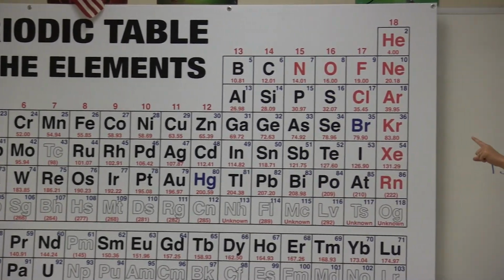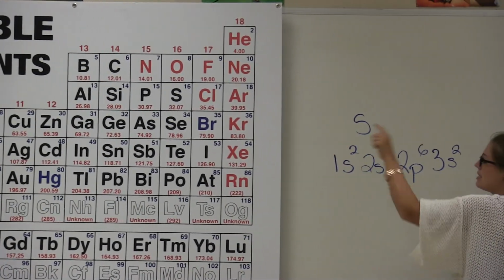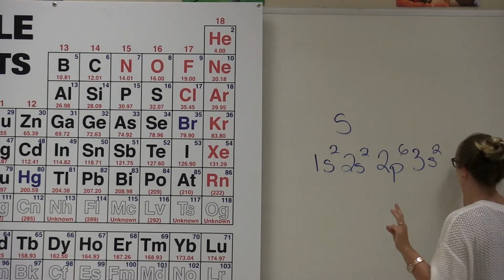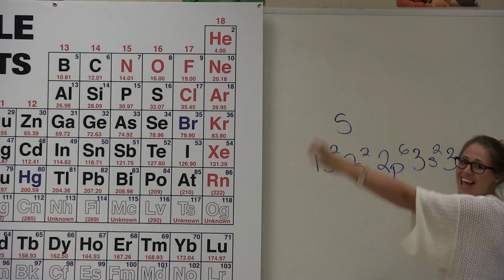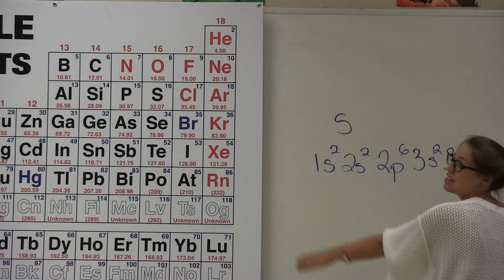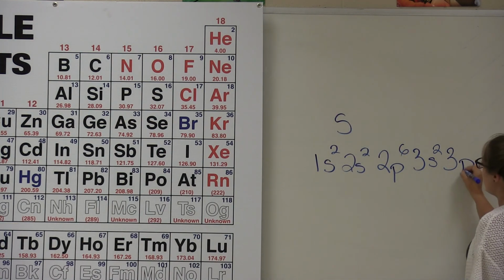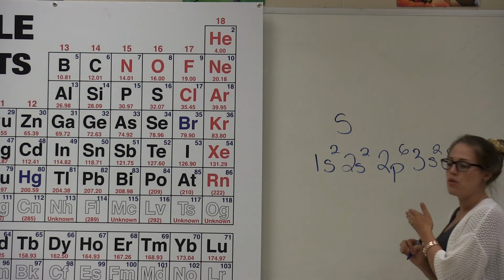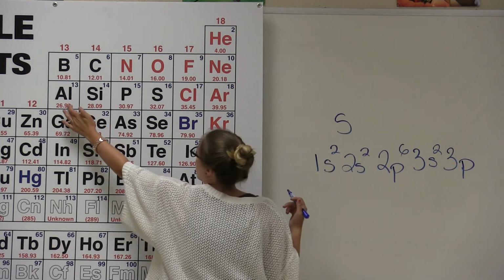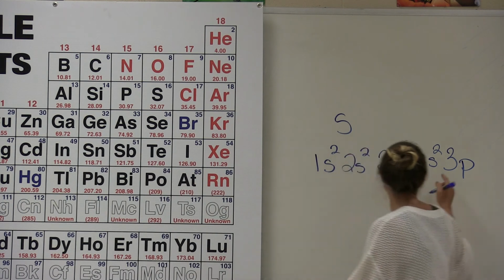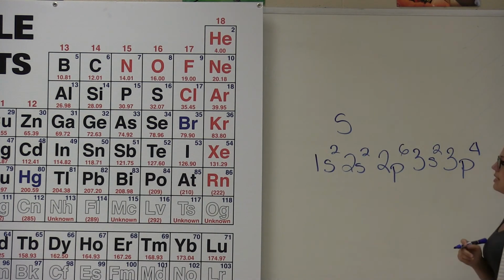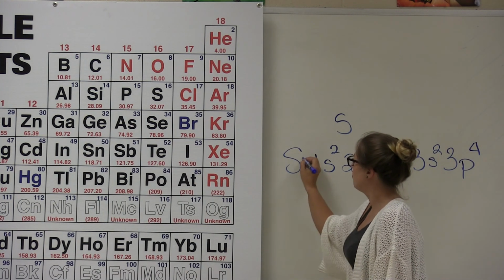Now we're going to come right over to aluminum. Aluminum is still in the 3rd energy level, but now we're no longer in the S sub-energy level. We are now in the P. So we're in the 3p, and we're going to count until we get to sulfur. So this is 1, 2, 3, 4. So 3p4 is the electron configuration for sulfur.